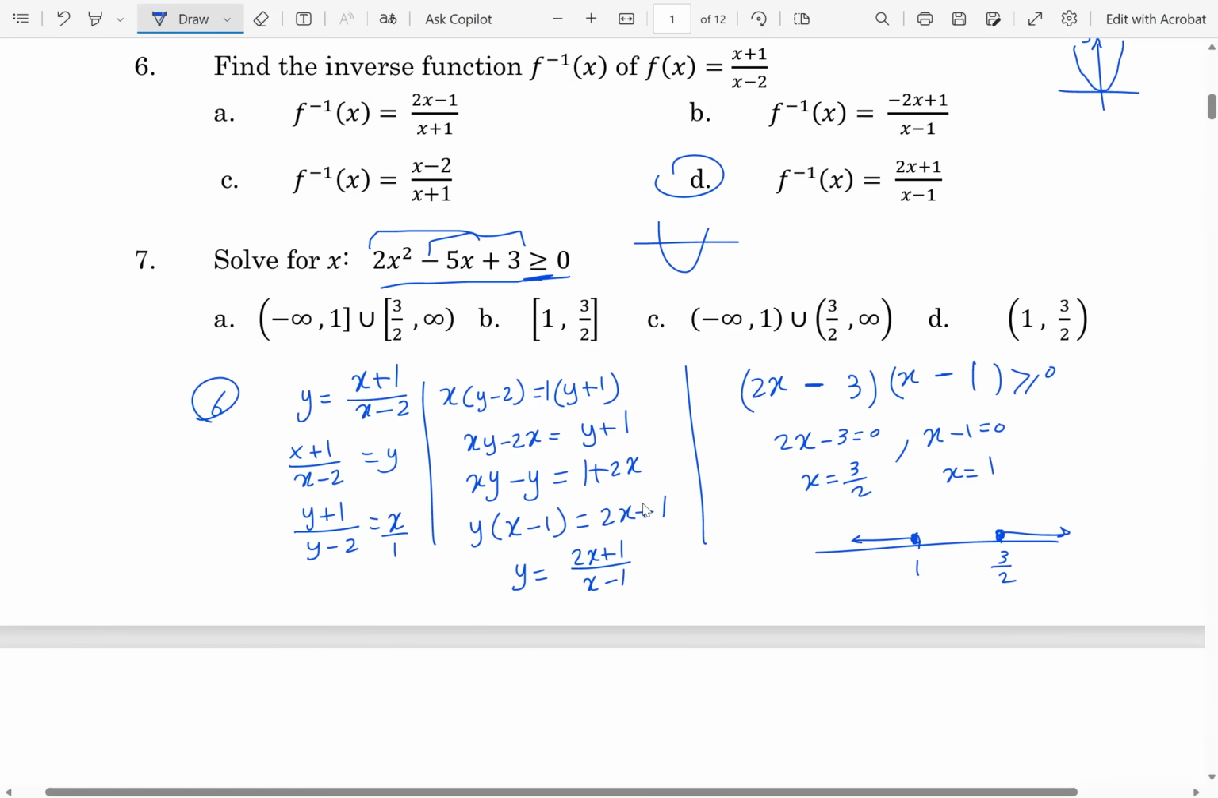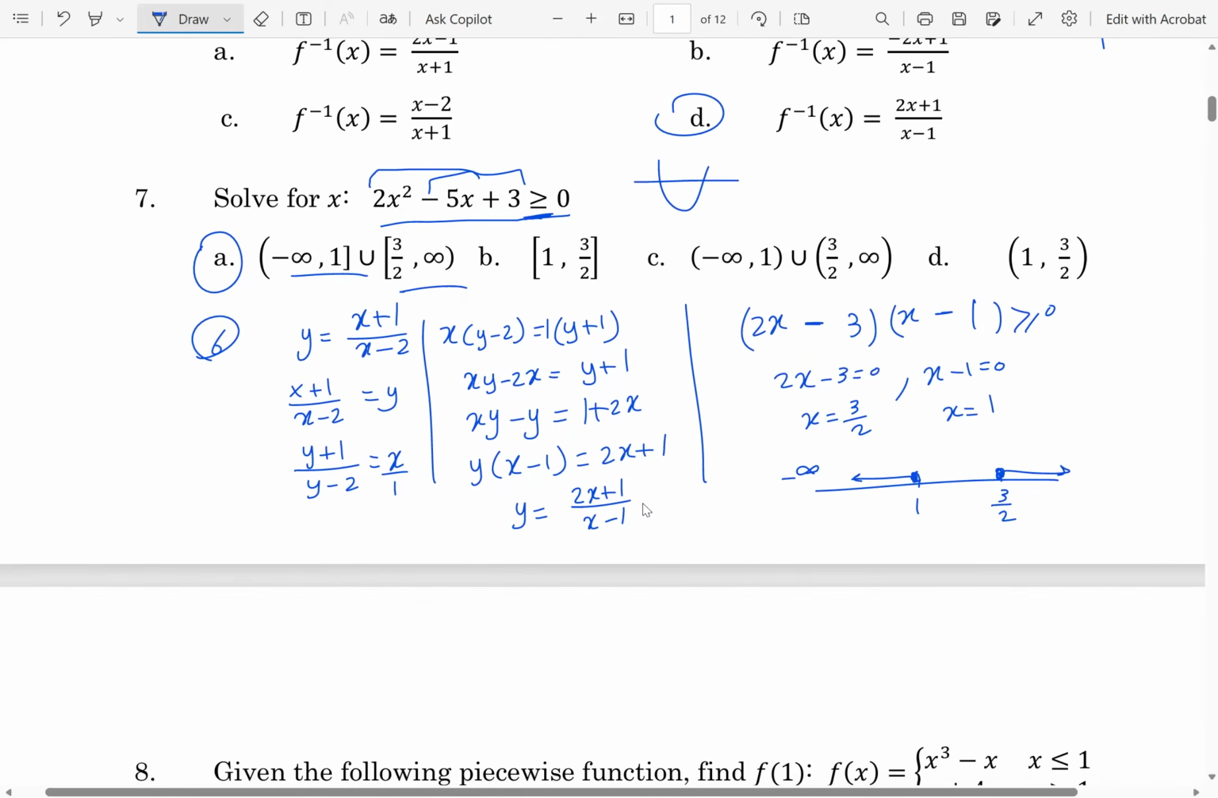So the answer is, where's this one? The answer is negative infinity to 1 closed. This one, yes, A is correct. Negative infinity to 1 closed, union 3 over 2 to infinity, okay?